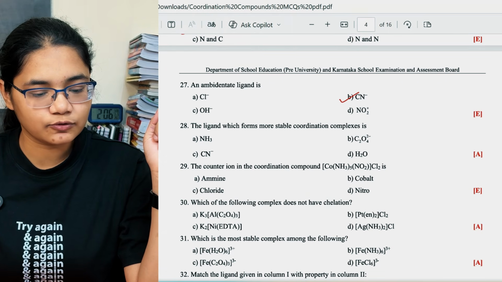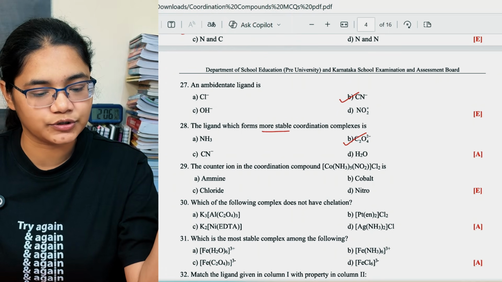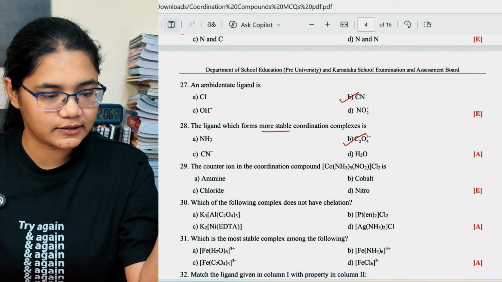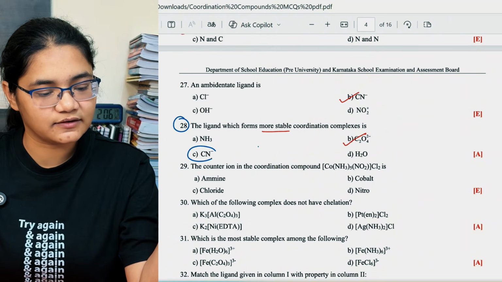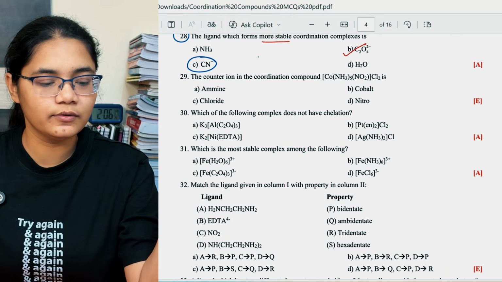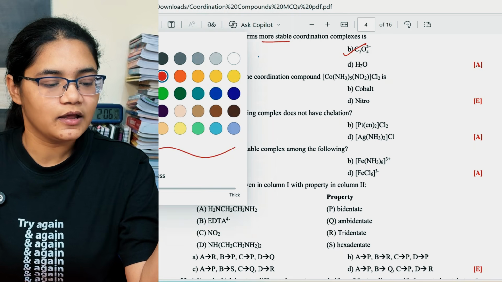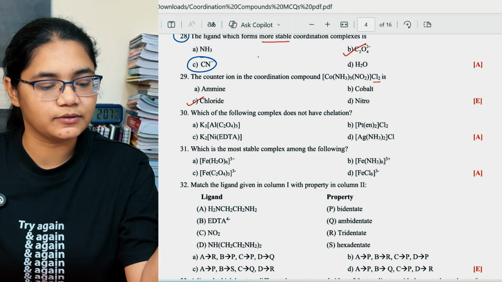The ligand which forms more stable coordination is always a polydentate ligand, so it has to be option number B. But in this particular question, again I want to highlight, the answer given is wrong. The answer given is actually C, but the correct answer will be option number B. I am telling you so that you should be careful. Next is the counter ion in the particular complex. Here it is chlorine, so option number C.